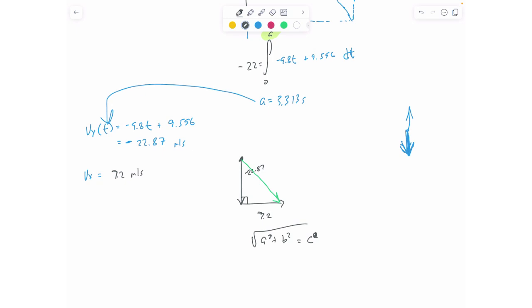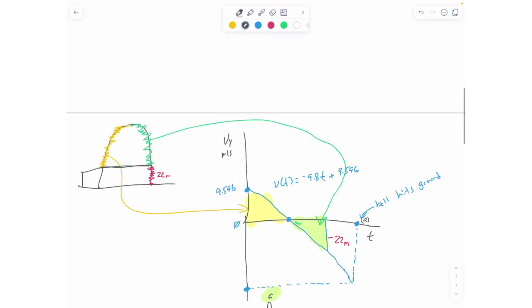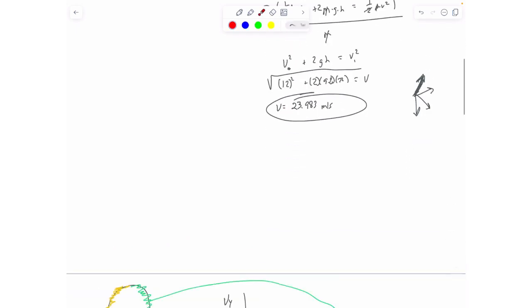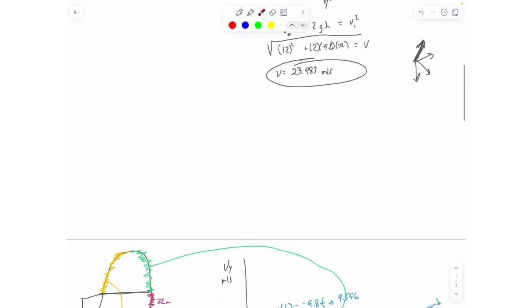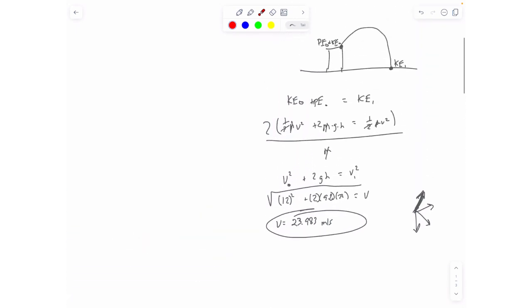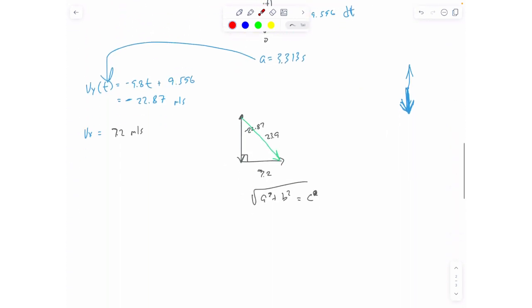And then you take the square root, get rid of this square thing here. And so then c, which is our hypotenuse, is the square root of a squared plus b squared. A is negative 22.87, b is 7.2. You square those, add them together, and you get 23.9. So the length of this vector here is 23.9. And if you look back up here when we were doing our energies, 23.9. So it turns out that using our kinematics formulas, I got the same answer as using the energy formula, which of course is something that you would expect.